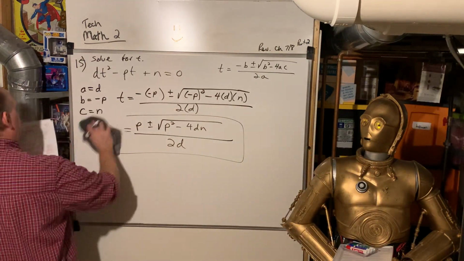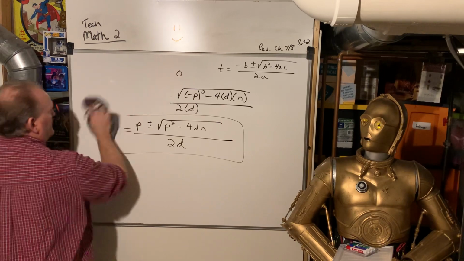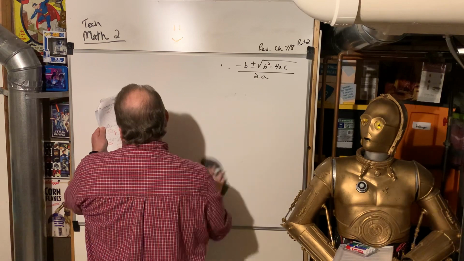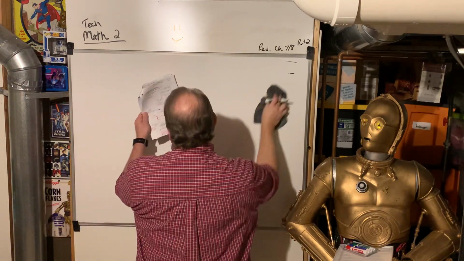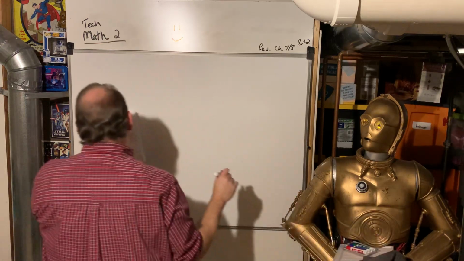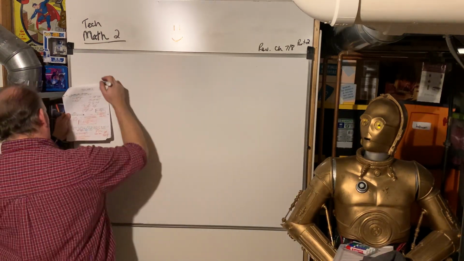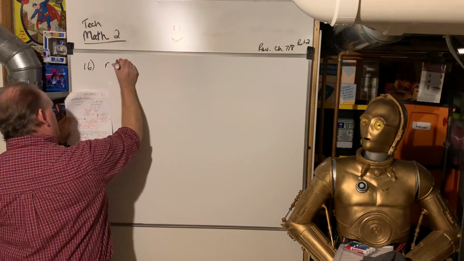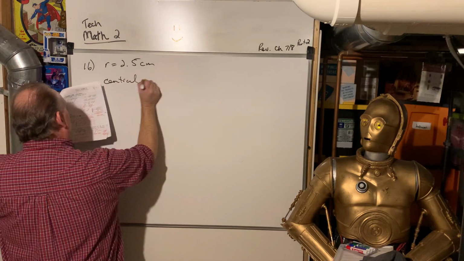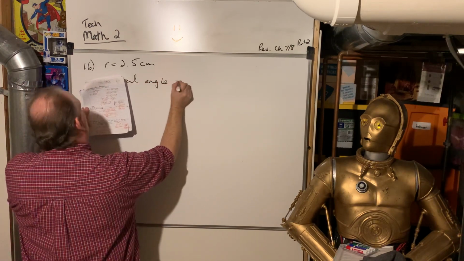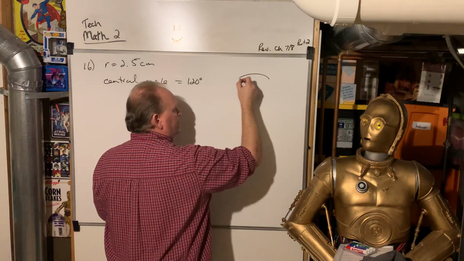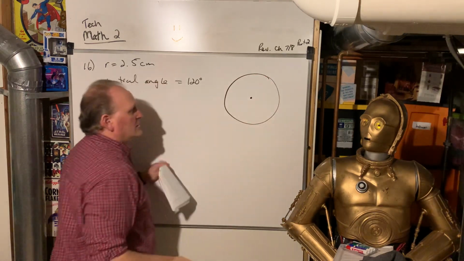All right, let's look at 16 on the circle fun. So the radius of a circle is 2.5 centimeters. Find the length of the arc intercepted by a 120 degree central angle, round to tenths. Okay. So radius is 2.5 centimeters. The central angle is 120 degrees.